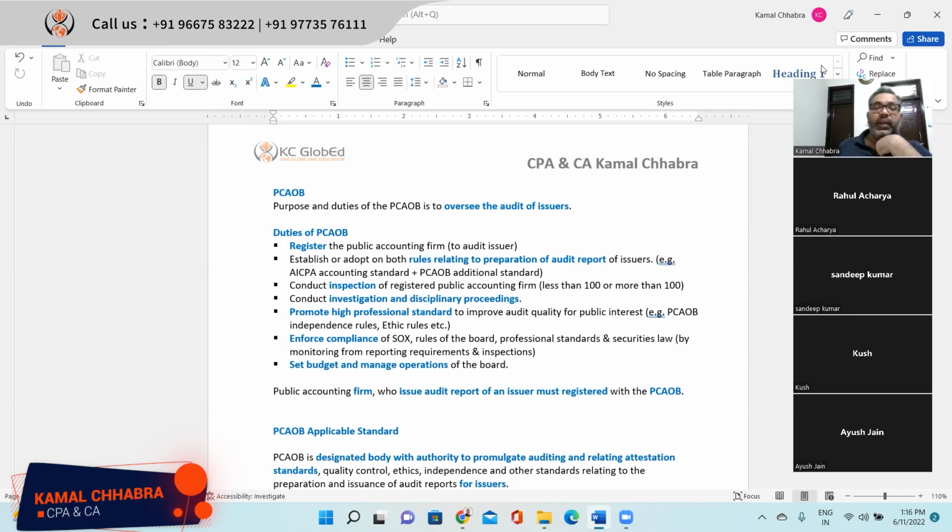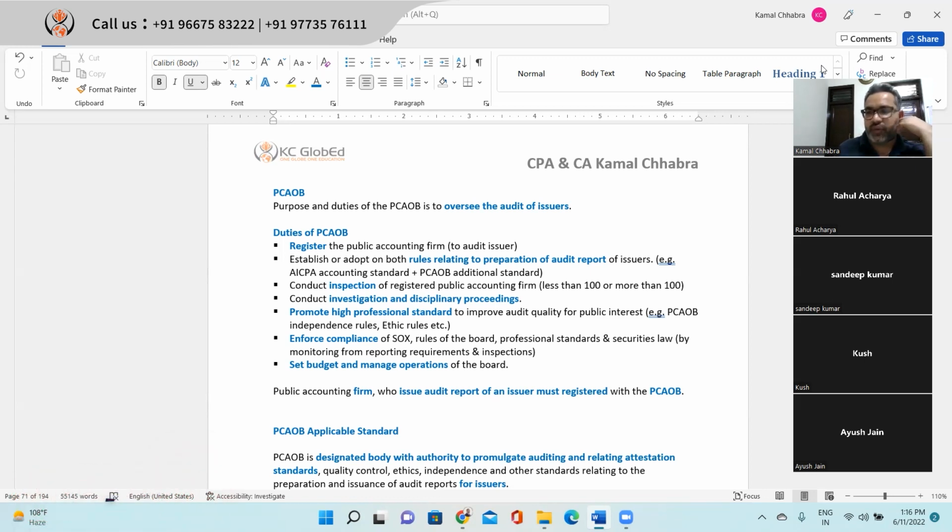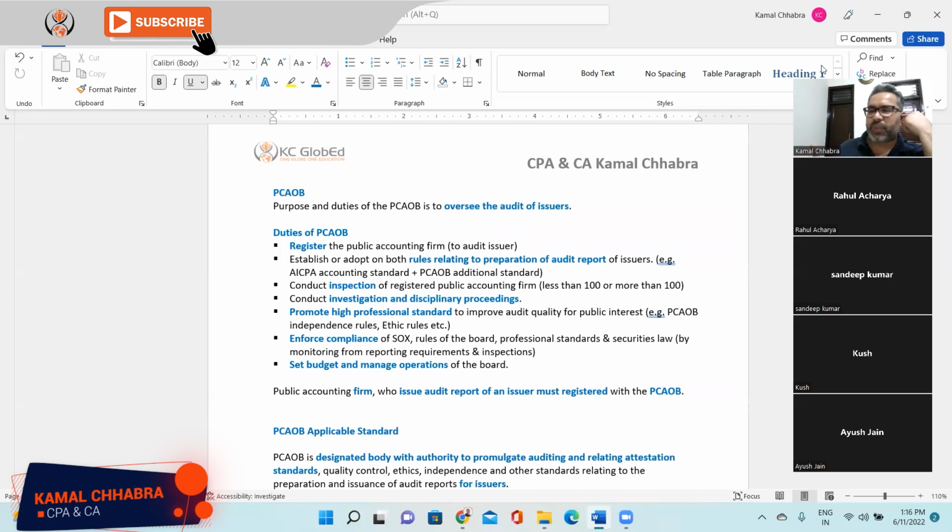Now, conduct inspection of the registered public accounting firms, with fewer than and more than 100 clients, which we have discussed in the above rule. This is the responsibility and duty of the PCAOB to conduct the inspection of the CPA firm. Every year, for which firm? Which has more than 100 issuer clients. And what is the frequency if the CPA firm has fewer than 100 clients? Every 3 years.